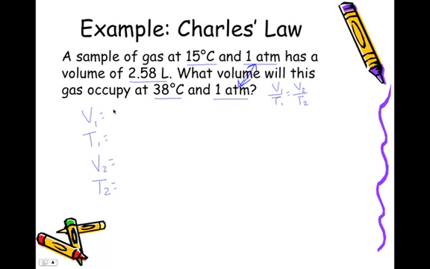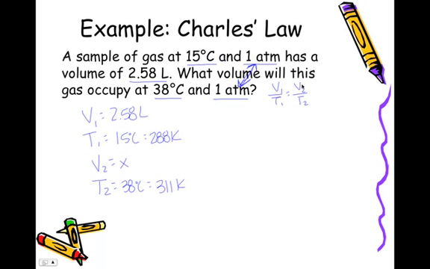My first volume was 2.58 liters. My first temperature was 15 degrees Celsius. But remember, we can't use Celsius. We have to use Kelvin. So add 273 to that, and you get 288 Kelvin. My second volume is what I'm trying to find. My second temperature was 38 degrees Celsius. Again, we can't use Celsius, so this converts to 311 Kelvin.